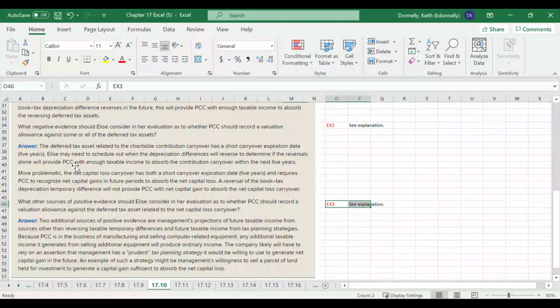So they have carryovers here, and other items more problematic. The net capital loss carryover has a short carryover expiration date. So negative evidence would be things that would say we're not going to be able to use the DTA. On the other hand, when we look at positive evidence, whether we should have the DTA, it says here, two additional sources of positive evidence are projections of future taxable income from sources other than the reversing temporary difference and future income from tax planning strategies. So you have to look at both the good and the bad when you're determining whether you need a valuation allowance.